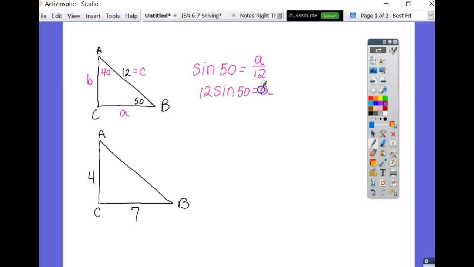Oh, yeah, B. Sorry. Thank you. So, using the same angle, though, if I want to find A, now it's the adjacent, so that one is the cosine of 50 is A over 12.